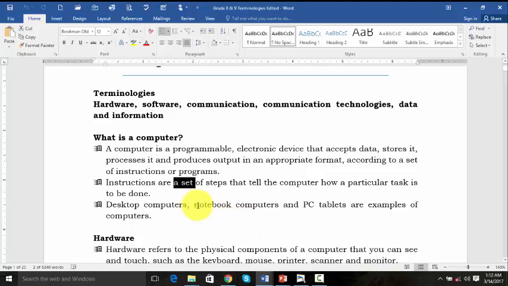Now, there's a word here which is a notebook computer. This notebook computer is the other word for the word laptop. So instead of using the word laptop, you can use the word notebook.